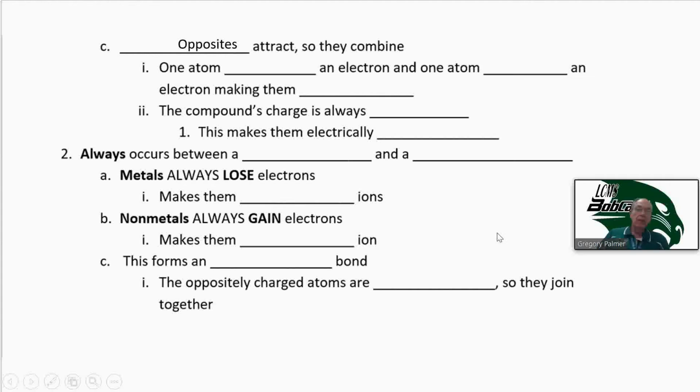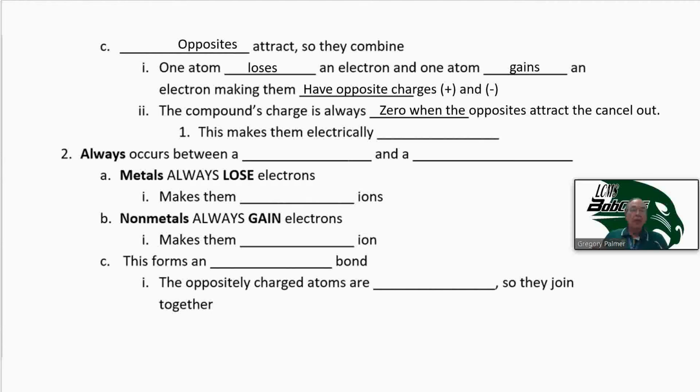They have opposite charges, so they attract and combine. Remember, this is just like magnets. The positive end is attracted to the negative. So we have a negative ion and a positive ion, and just like the opposite ends of a magnet are attracted to each other and pull together, these opposite ions are attracted, and so they combine. One atom loses an electron, the other atom gains an electron. They have opposite charges. One is positive, one is negative.